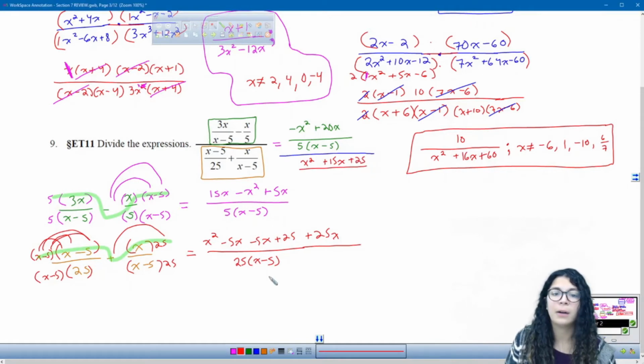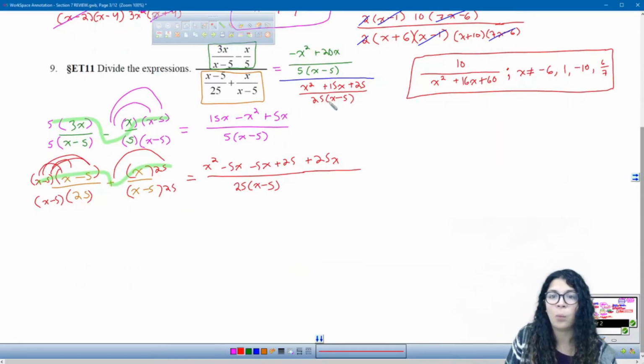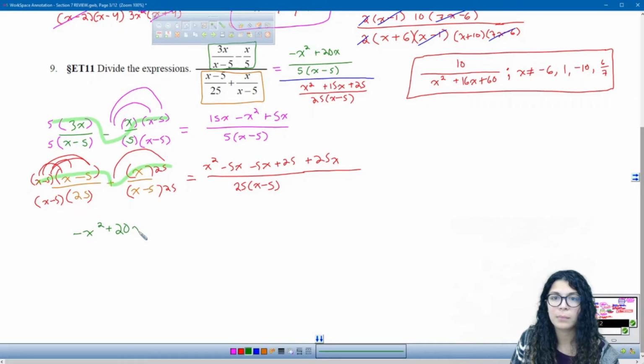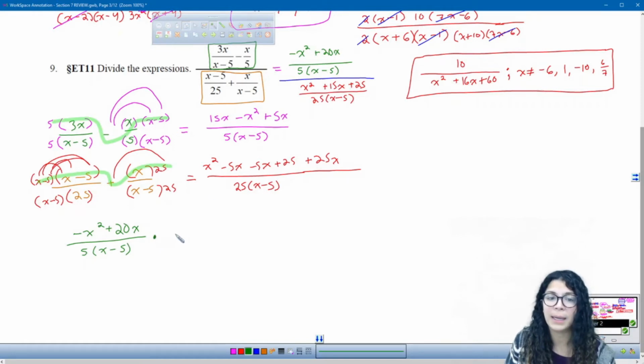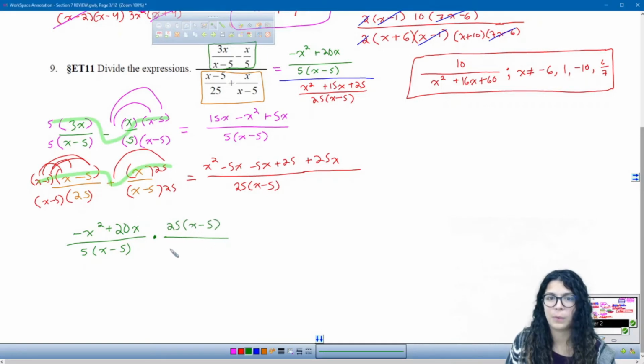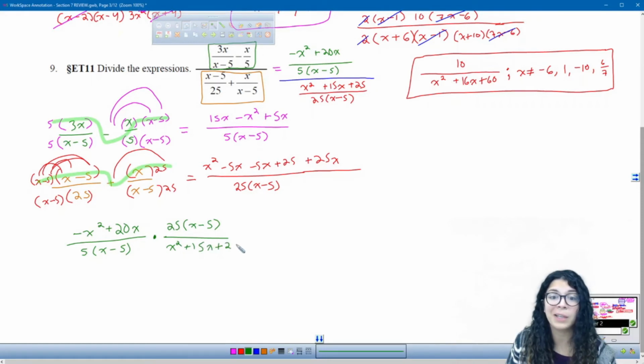In the denominator, we have the 25 times x minus 5, which I'm just going to leave in factored form. So now that we have one fraction in the numerator divided by one fraction in the denominator, we can take the numerator and divide by the denominator by multiplying by the reciprocal of the denominator. And once you do that, now we just have a multiplication problem.